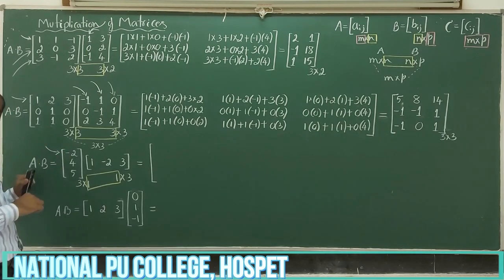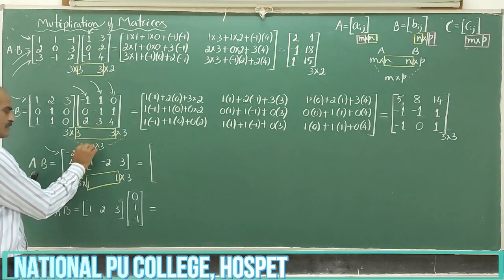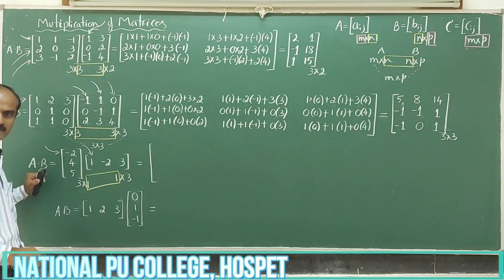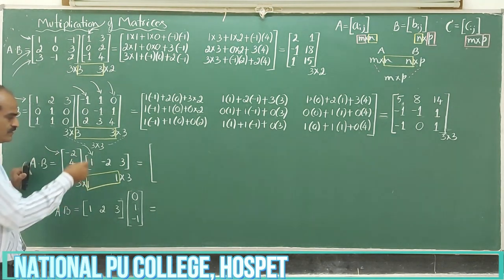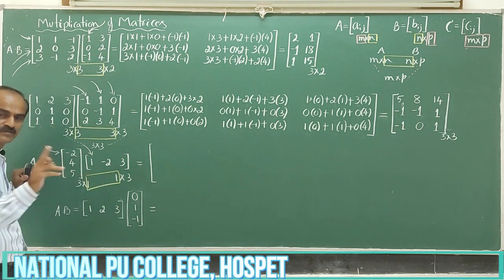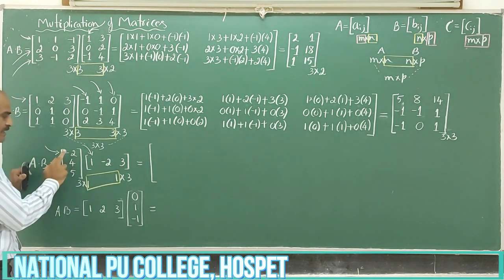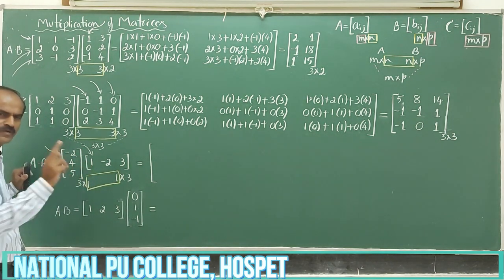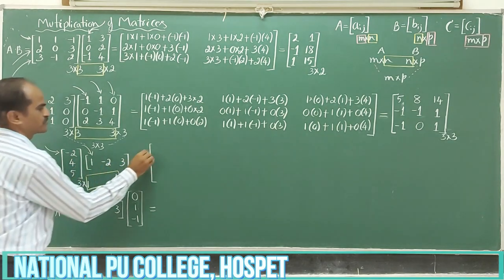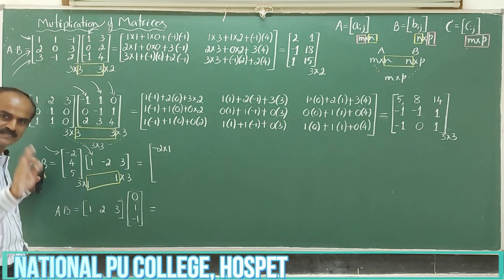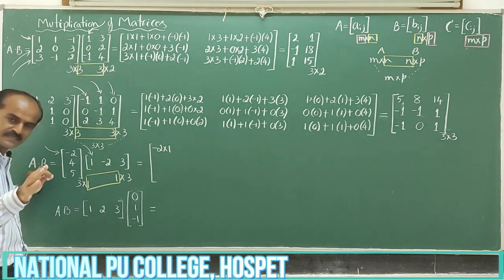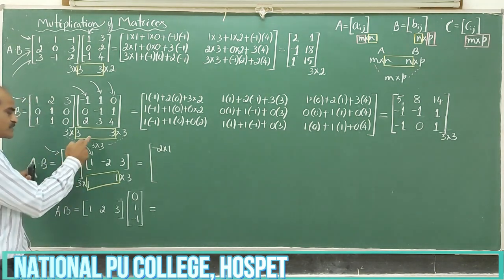Take the first row element. Take the first column elements of the second matrix. How many elements are there in this row? Only 1. How many elements are there in this column? Only 1. Make a pair of elements. Only one pair you will get. Minus 2 into 1. This itself is the resulting element in the first row, first column.